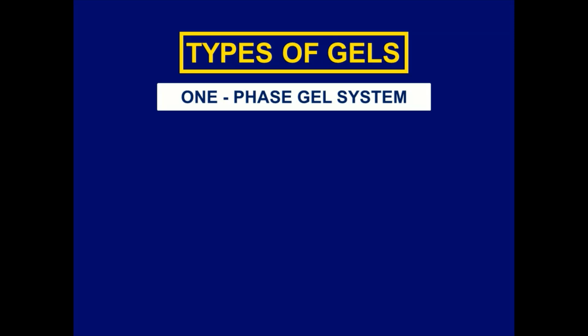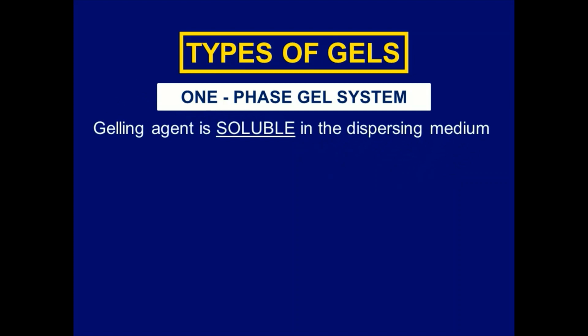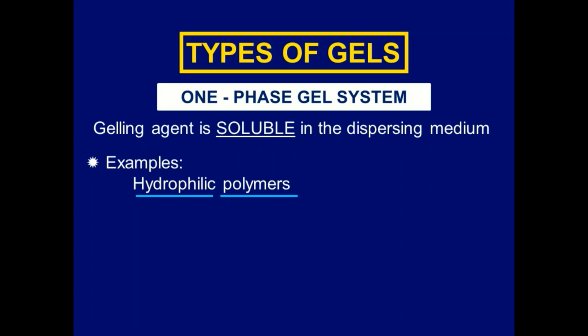One-phase gel systems, on the other hand, as we said, are those in which the gelling agent is soluble in the dispersing medium. For example, hydrophilic polymers. Because they are hydrophilic, they are soluble in the dispersing medium, which is most likely to be water. And because they are polymers, when they are dissolved in water, they increase its viscosity because they can form a structural network between polymer molecules.